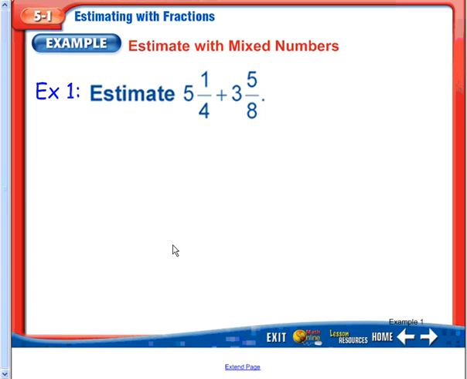Okay, estimate 5 1/4 plus 3 5/8. Since 1/4 is less than 1/2, we will round 1/4 down. So 5 1/4 will turn into 5, plus 5/8. Well, 4/8 is 1/2, so 5/8 is more, so we will round up. So 3 5/8 is going to round up to 4. So 5 plus 4 is 9. So 5 1/4 plus 3 5/8 is about 9.